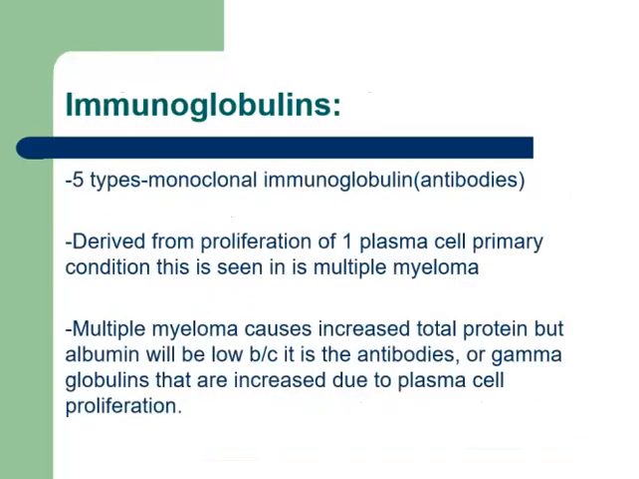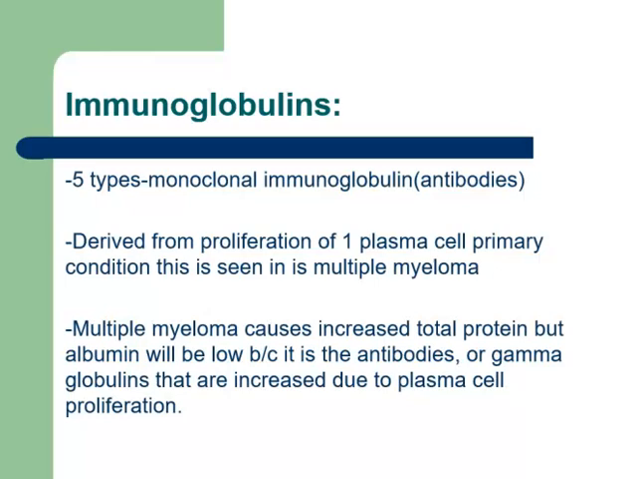Now let's talk about immunoglobulins. Remember, there are 5 types of immunoglobulins or antibodies. There's IgG, IgA, IgD, IgE, and IgM. If you have a rapid increase or proliferation of plasma cells, the primary condition this is associated with is multiple myeloma.